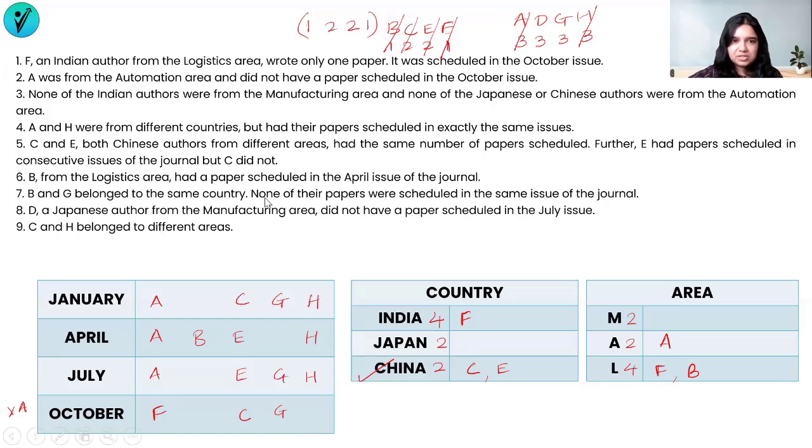So B and G belong to the same country. None of their papers were scheduled in the same issue, all right? B and G's country has to be the same. So whichever is in B and G will be in the same one.